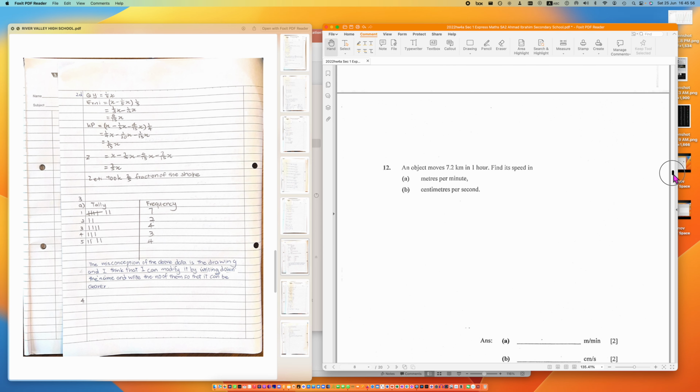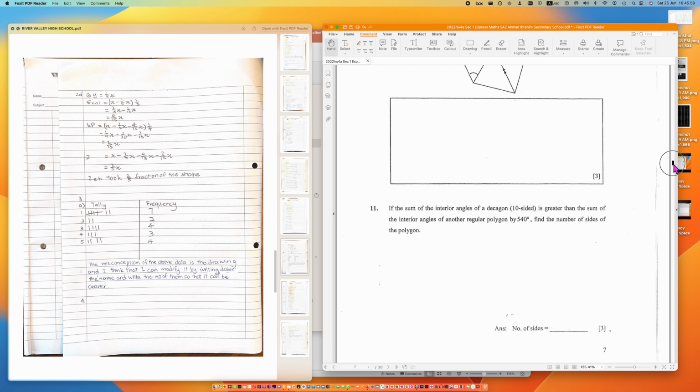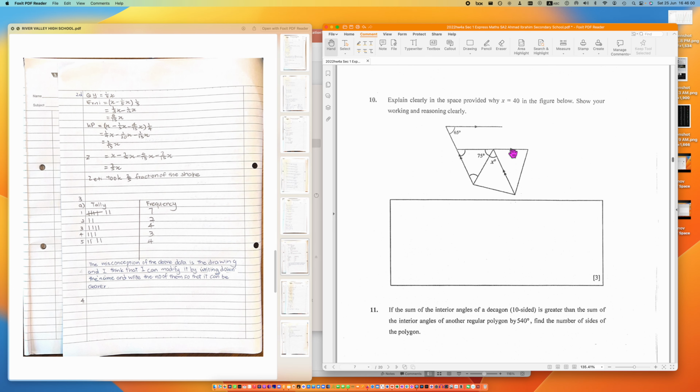Not this question. Yeah, this question. Question 11. Okay. 11 or 10? 10. Okay, good. Start with 10. So explain clearly in the space provided, x is 40. So how do you get 40 here? So that's what they want. Yeah, I got the working, but I don't know how to do the reasoning.